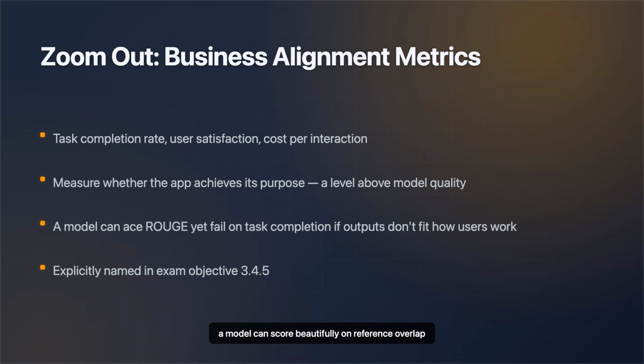A model can score beautifully on reference overlap and still fail the business if its output doesn't fit how people actually work. Objective 3.4.5 names these explicitly, so when a scenario puts a business stakeholder in the room, these are the numbers they care about.